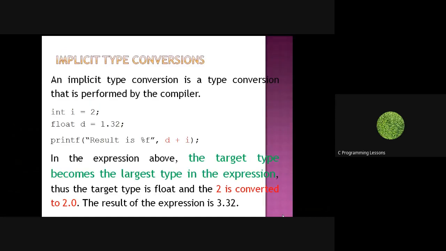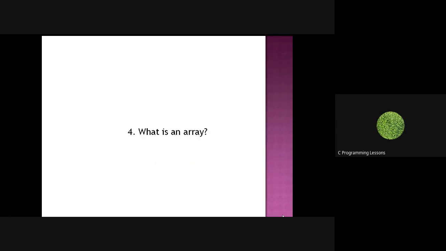And implicit conversion takes place automatically by the system. We have two variables, d, which is float, and i, which is of type integer. So if I try to add d plus i, the system will automatically convert the i variable into float type. So this is implicit type conversion.